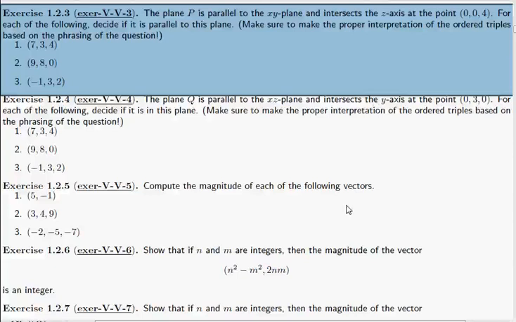Okay, so let's look at number 3 here. We've got a plane that's parallel to the xy plane and intersects the z-axis at a certain point, and we want to know if the following vectors are parallel to this plane or not. Of course, where it intersects the z-axis doesn't matter because we're just talking about vectors being parallel.